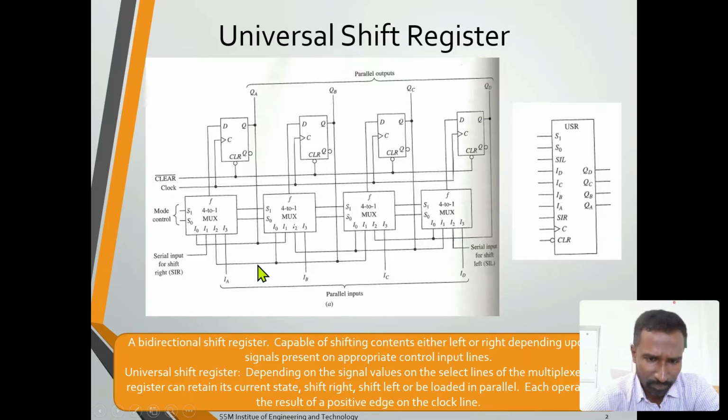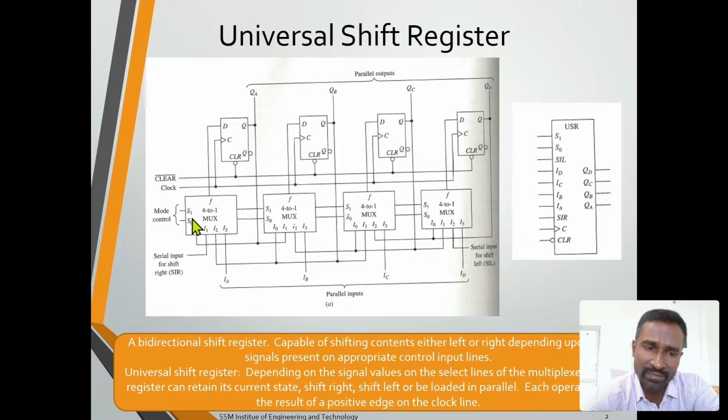By this way, see the diagram. Now, what is the importance of multiplexers in the universal shift register? Before that, this is why we call it a bidirectional shift register, and this is the definition: the register is capable of shifting its content either left or right depending upon the signals present on the appropriate control input lines. The control input lines are represented here. The four lines are there, and the mode control. This is the mode control input lines.